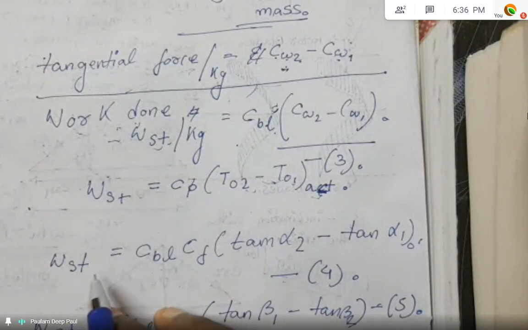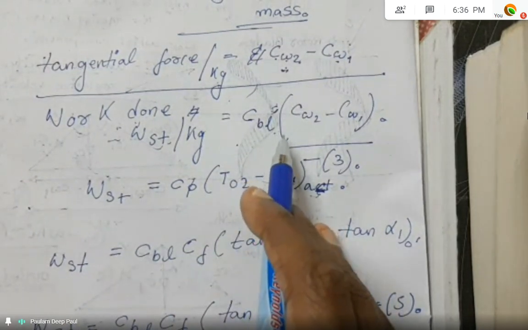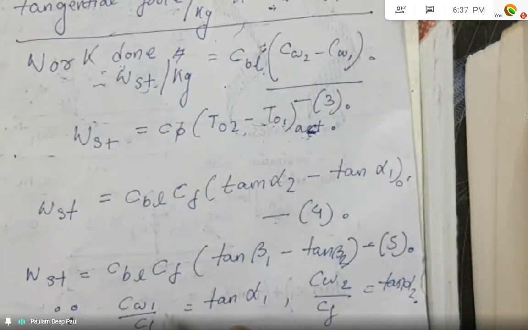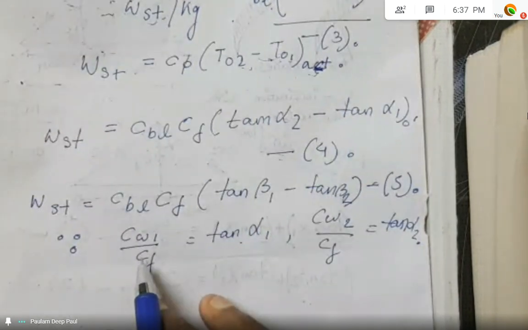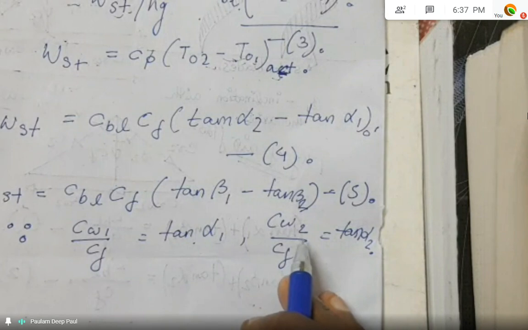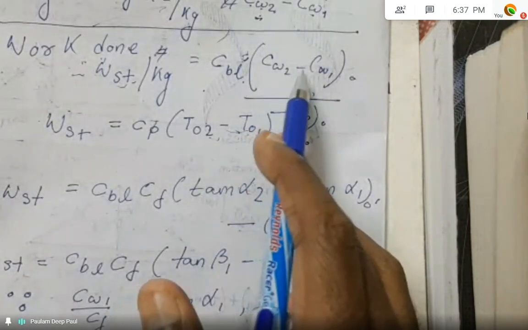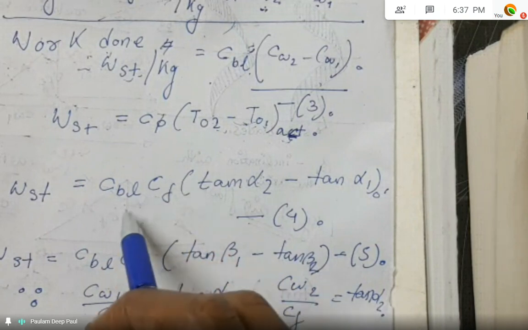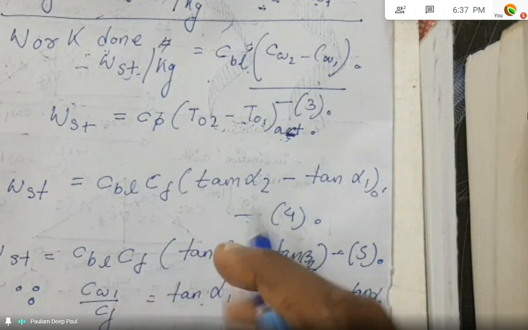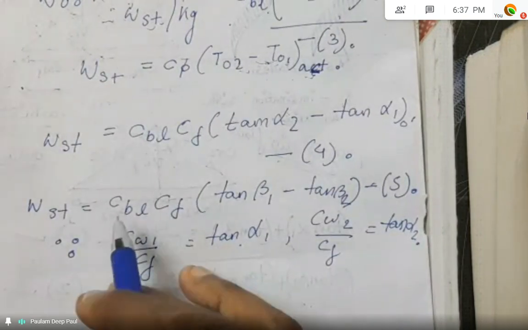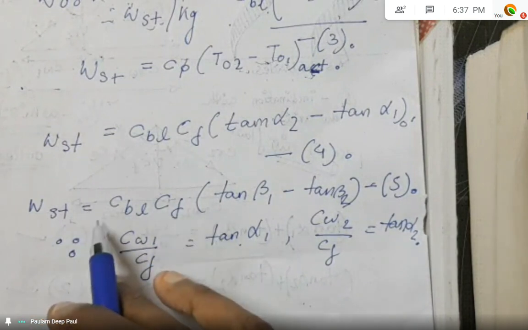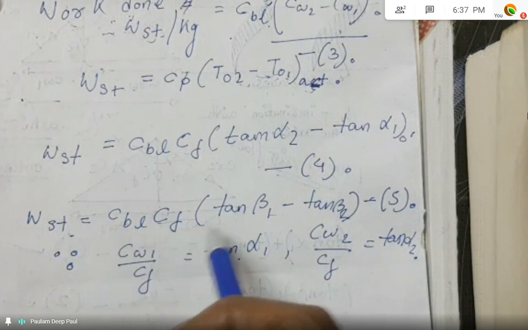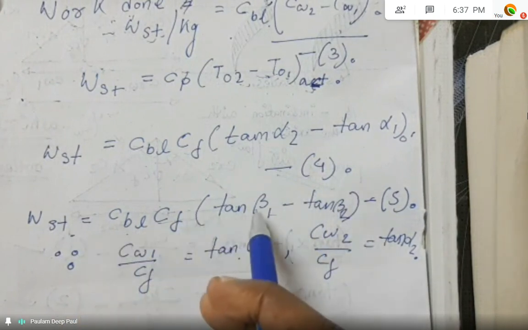Now, work done per unit stage would then be, this is CBL we are taking, and from the earlier relations 1 and 2 that we have seen, tan alpha 1 would be CW1 by CF, tan alpha 2 would be CW2 by CF, and we'll be putting the values of these two here, and we get CBL times CF times tan alpha 2 minus tan alpha 1, where CF is the flow velocity component and CBL is the blade velocity. We'll denote it equation 4. The same thing we'll be carrying out for the outlet velocity conditions, using the same formula derived from equations 3 and 4. We'll use the same formulas for the derivation of equation 5, that is CBL CF (tan beta 1 minus tan beta 2).